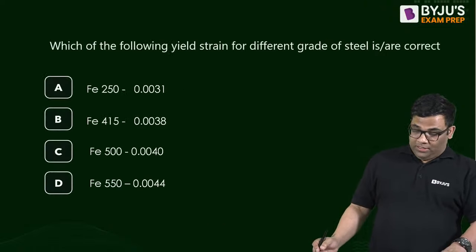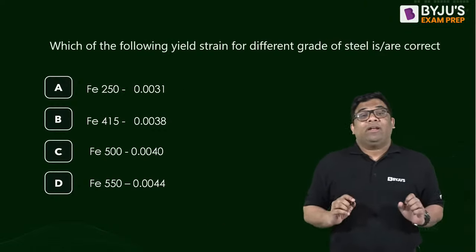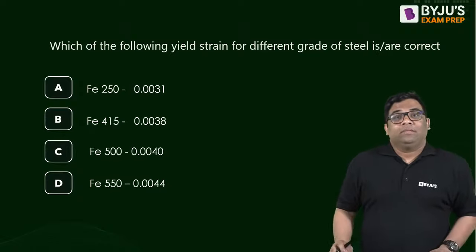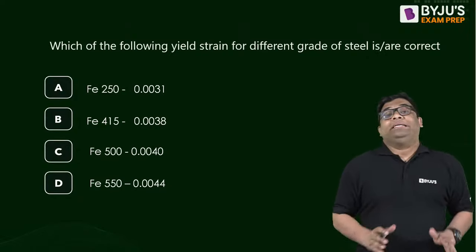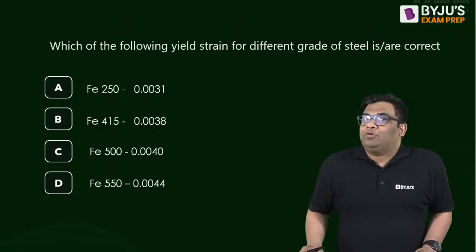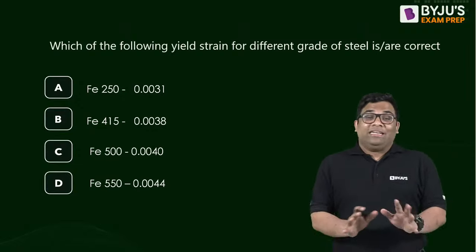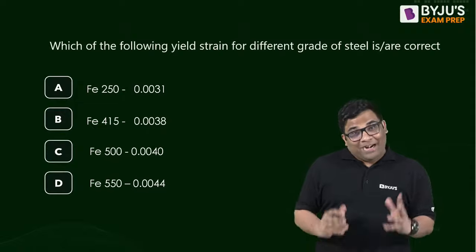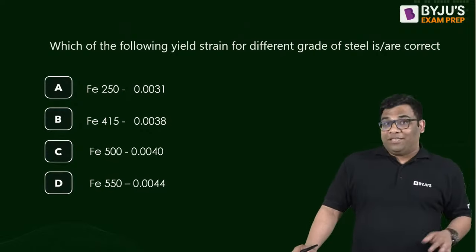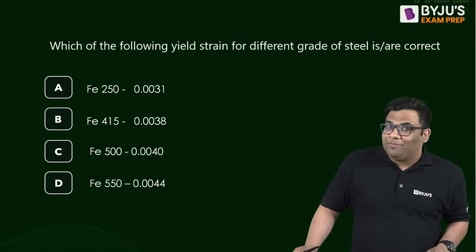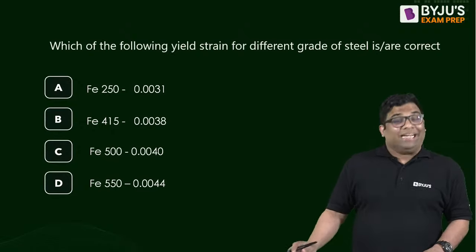Next question. Okay, the yield strength for different grades of steel. In your building material, we have steel properties and concrete properties also, so they can ask you this question. Don't think it is only RCC. This is part of building material, because here it's the property of different grades of steel, and steel becomes part of building material for the GATE examination.